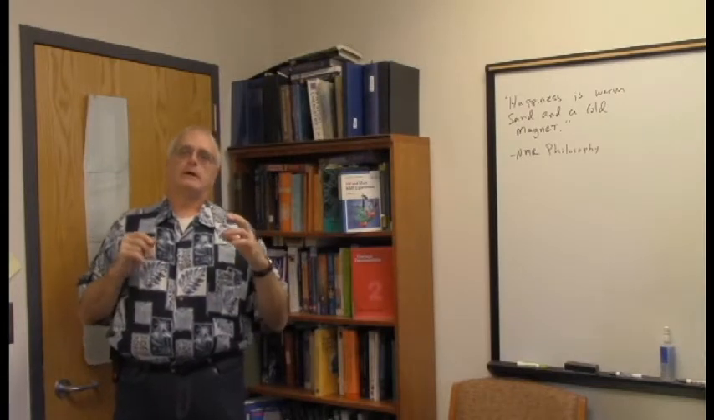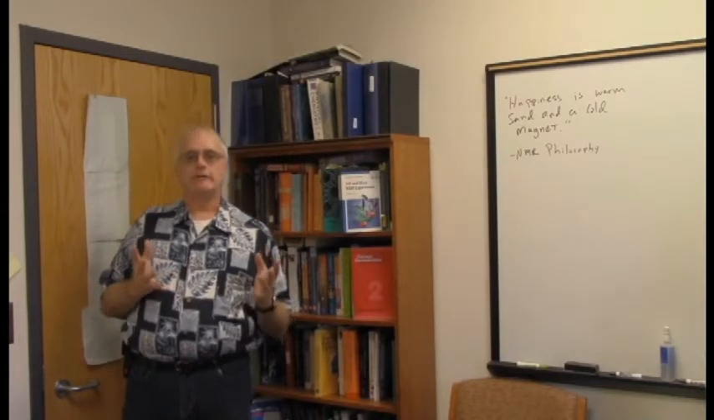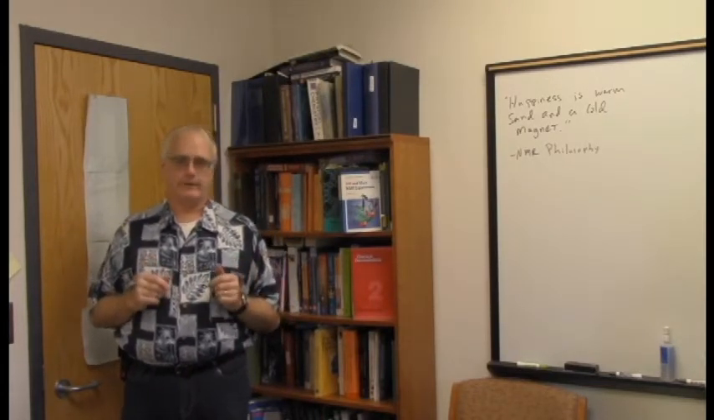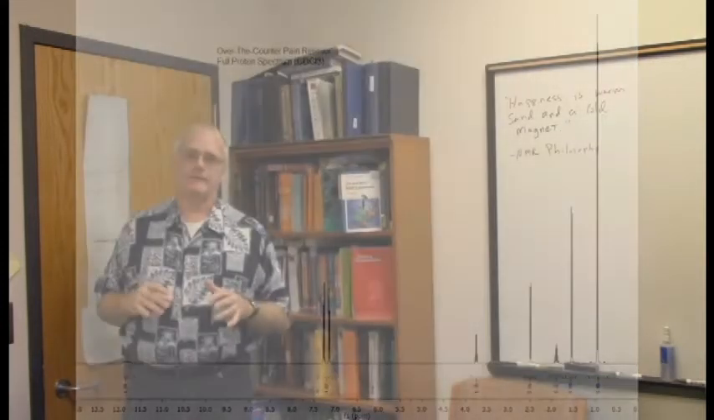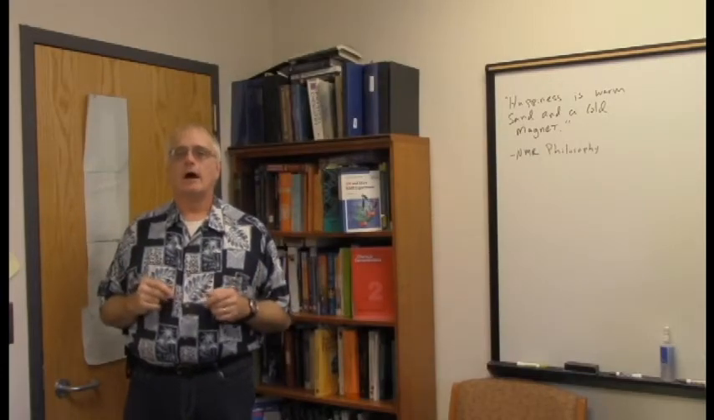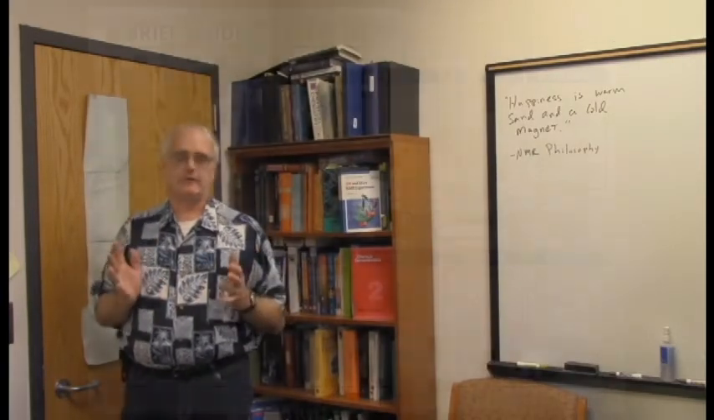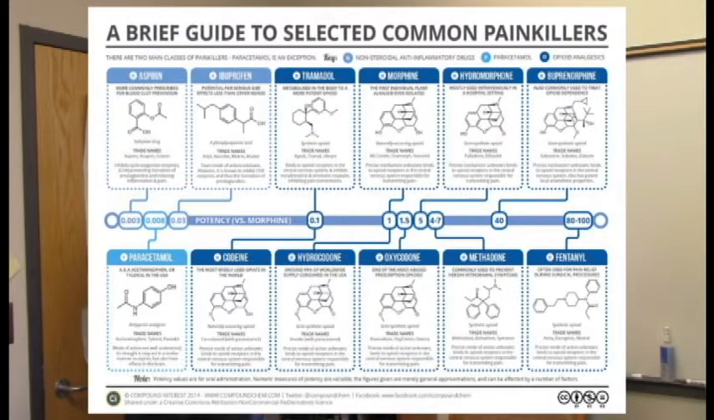So, what I did is I gave my students a proton NMR spectrum. Here it is. And I said, this is an over-the-counter pain medication. Okay? And I directed them to things like the Compound Interest website, which has a lot of great graphics on a lot of different things, including painkillers. And this is the one that they were looking at, and it has a lot of the common opioid painkillers that you hear about these days.